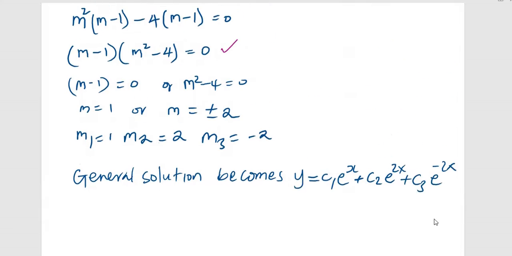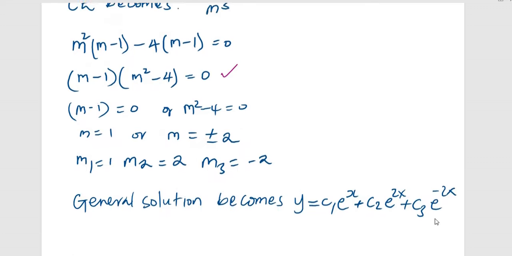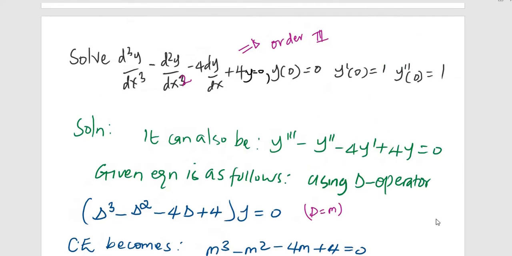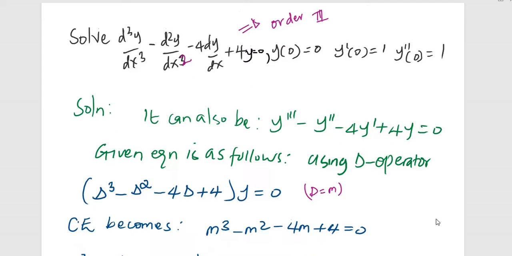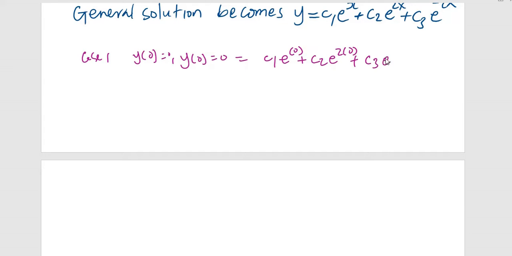So now, if we are to solve this, we need the boundary conditions. If we look back at our question, the boundary conditions are given as y of 0 is equal to 0. So let us use condition one, case one, y of 0 is equal to 0. It means c1 times e to the 0 plus c2 times e to the 2 times 0 plus c3 times e to the minus 2 times 0. So that means c1 plus c2 plus c3 is equal to 0. That is my first equation, I can call it A.